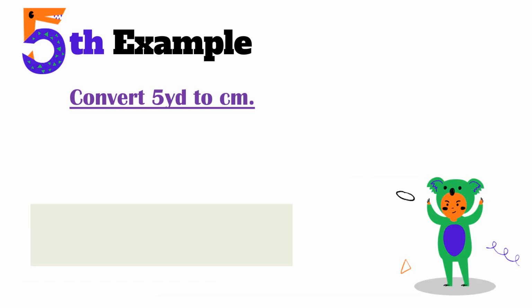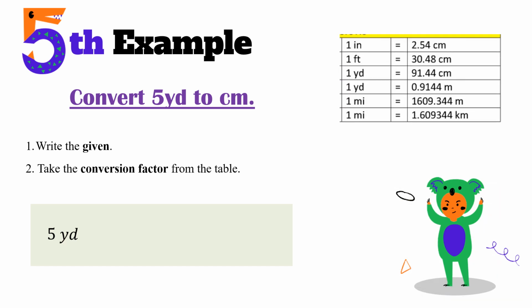Okay, now for the fifth example, you have to convert 5 yards to centimeter. Now you have here from the English system to the metric system. So first you write the given, that's 5 yards, and take the conversion factor from the table. So you have to look for yard equal to centimeter. So you have here your conversion factor now is 1 yard is equivalent to 91.44 centimeter.